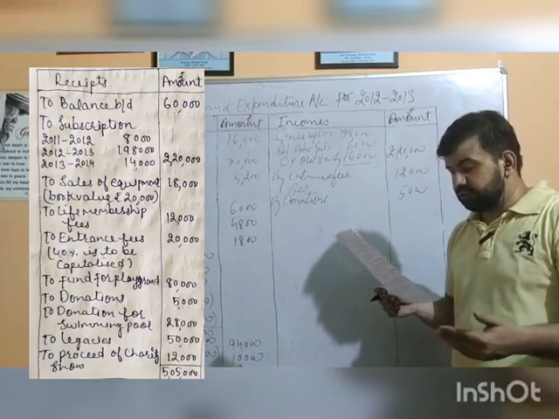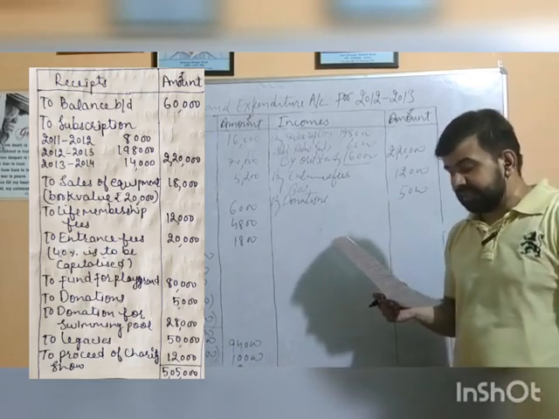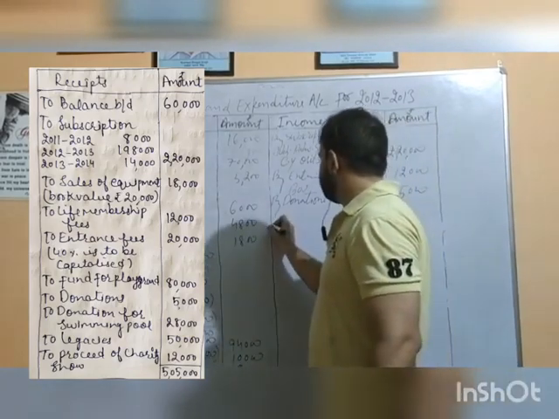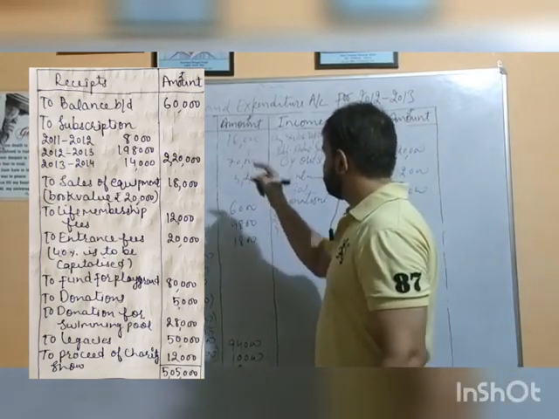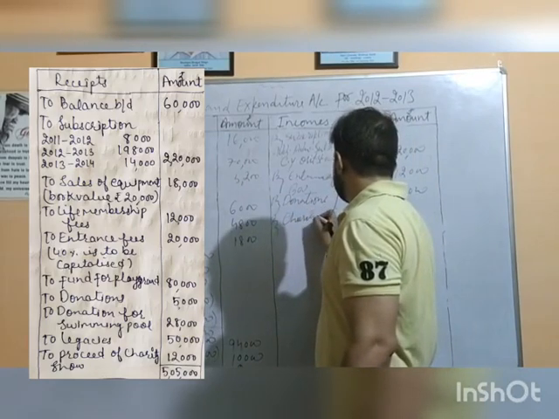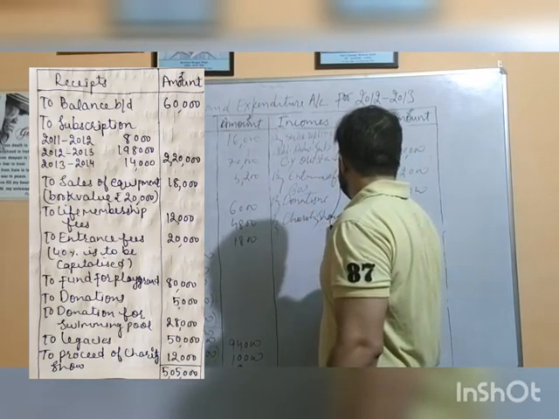Then we have donation for swimming pool. It is to be shown on the liability side. Legacies are also to be there. Proceeds of charity show, yes, these are to be shown here because the expenses we have shown there. Charity show proceeds.